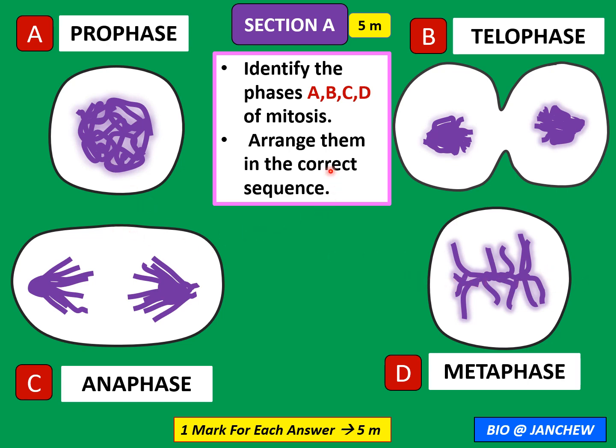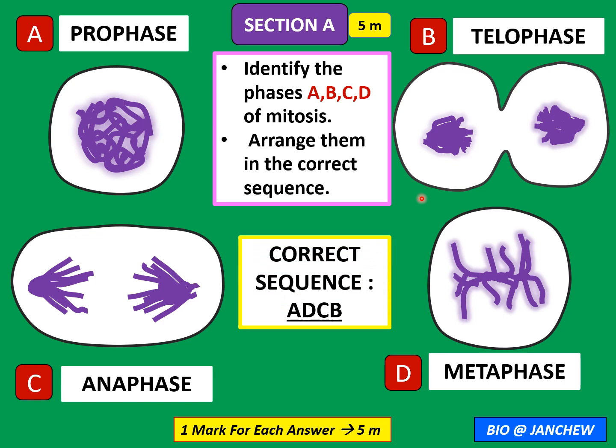Right, now you're asked to arrange them in the correct sequence. So once you've identified the phases, it's very easy. Prophase begins. So A, prophase is the first stage of mitosis, followed by D, metaphase, and then C, anaphase, and B, telophase. So the right sequence should be A, D, C, B.